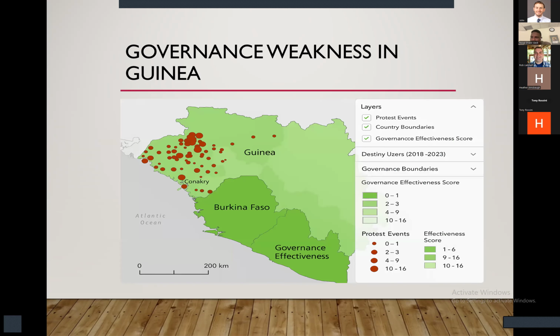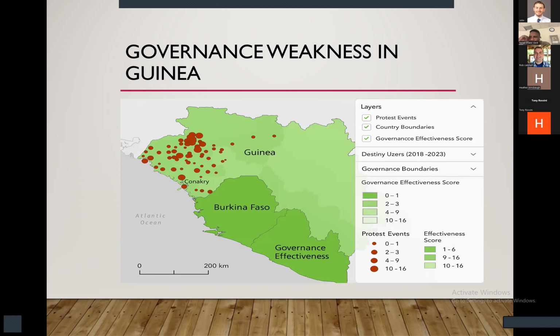If you look at this map, it highlights the geographic distribution of governance effectiveness in Guinea and parts of Burkina Faso between 2018 and 2023, using spatial overlay in ArcGIS. The shades of green represent governance effectiveness scores by administrative region. Darker green shades indicate stronger governance, while lighter shades reflect weaker state capacity and institutional fragility.